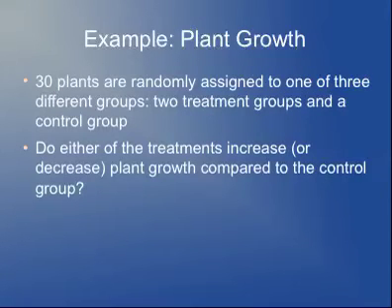So an example of two sample t-tests is the plant growth data set in R. We've used this for a couple other examples. Recall that in this experiment there were 30 plants that were assigned to one of three groups, two treatment groups and a control group. And we want to test the null hypothesis that neither of the treatment groups are significantly different from the control group, versus the alternative that one or both of the treatments either increase or decrease plant growth.